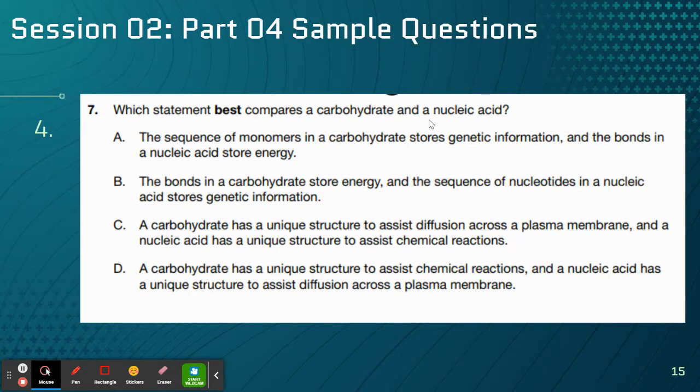Which statement best compares a carbohydrate and a nucleic acid? The sequence of monomers in a carbohydrate stores genetic information, and the bonds in a nucleic acid store energy. The bonds in a carbohydrate store energy, and the sequence of nucleotides in a nucleic acid stores genetic information. A carbohydrate has a unique structure to assist diffusion across a plasma membrane, and a nucleic acid has a unique structure to assist chemical reactions. A carbohydrate has a unique structure to assist chemical reactions, and a nucleic acid has a unique structure to assist diffusion across a plasma membrane.